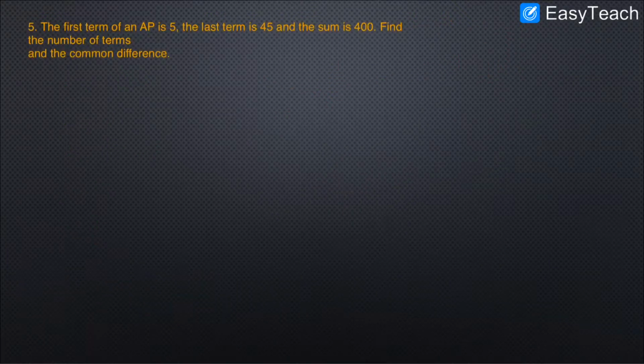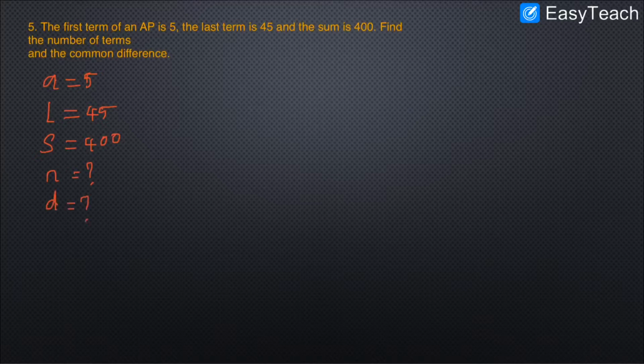Let's try solving the fifth problem. The first term of an AP is 5, the last term is 45 and the sum is 400. Find the number of terms and the common difference. So what are the values given? Let me write the given values first. The first term, which is a, is 5 and the last term, which is l, is 45 and the sum is 400, S equal 400. We have to find the number of terms n and the common difference d.